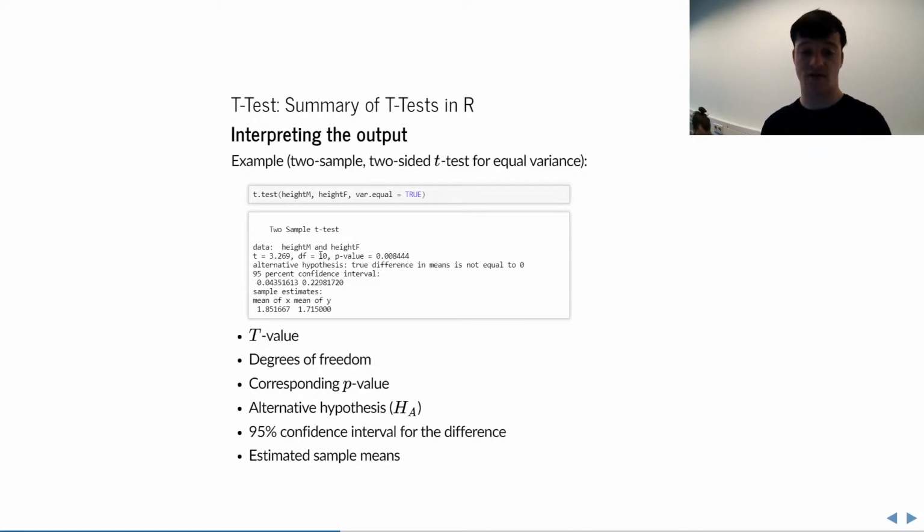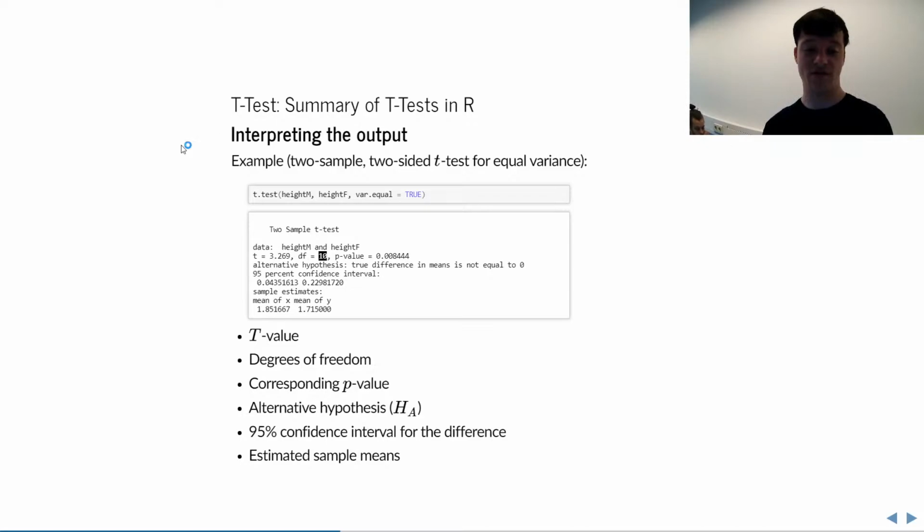Then we have the degrees of freedom, 10. So that means that there were how many observations here? 12. Yes, and why? Because you calculated two means, so you use 2 degrees of freedom. And if there's 10 degrees of freedom left, then you have 10 plus 2 equals 12 samples.